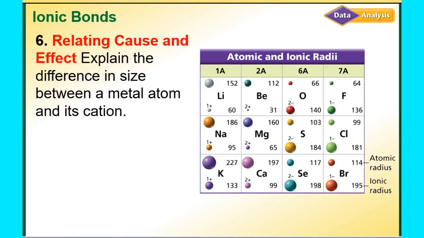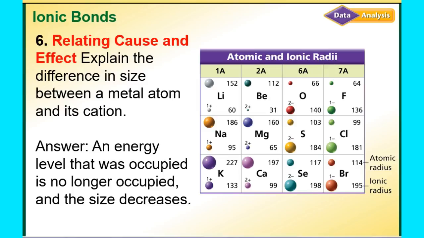Explain the difference in size between a metal atom and its cation. An energy level that was occupied is no longer occupied, and the size decreases.